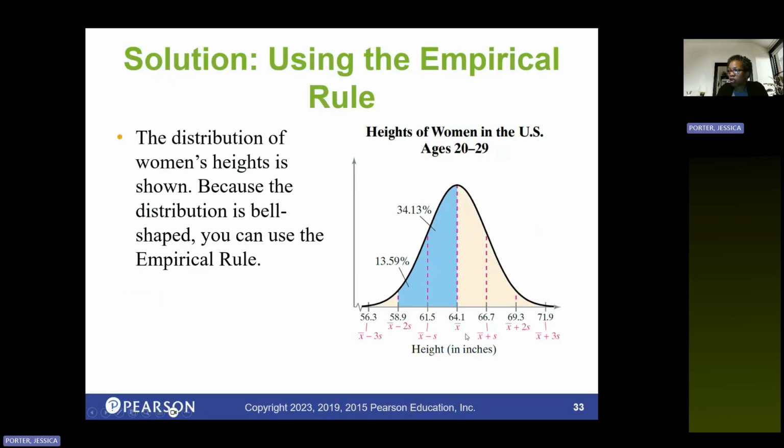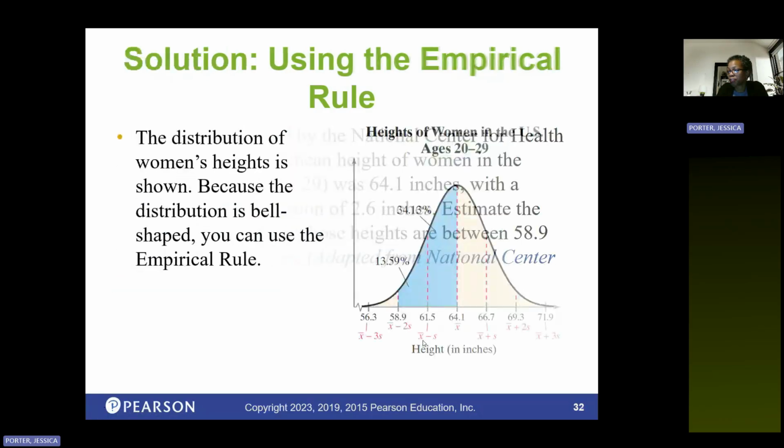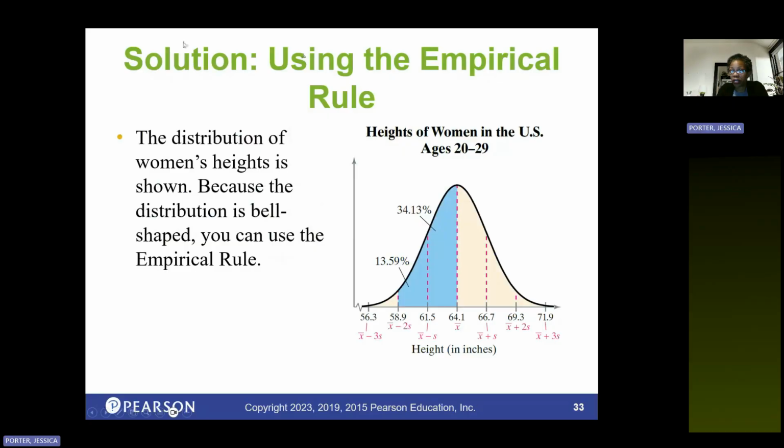You have 64.1, and you're going to subtract the standard deviation of 2.6 from 64.1. Once you do that, you get 61.5. And then you subtract another standard deviation from the first one, so 2.6 subtracted from 61.5 gives you 58.9. And we just keep going out to the left, and then you keep going out to the right by adding the standard deviation.